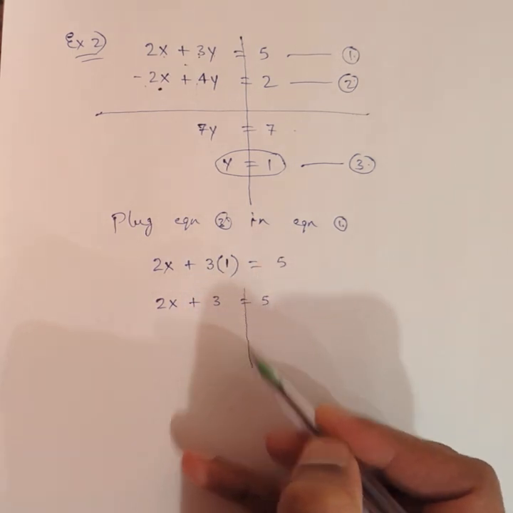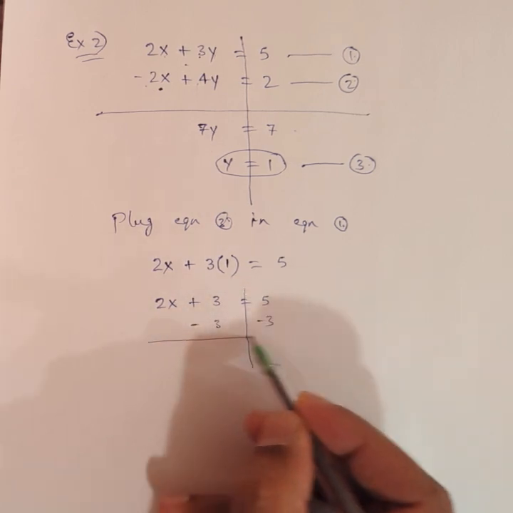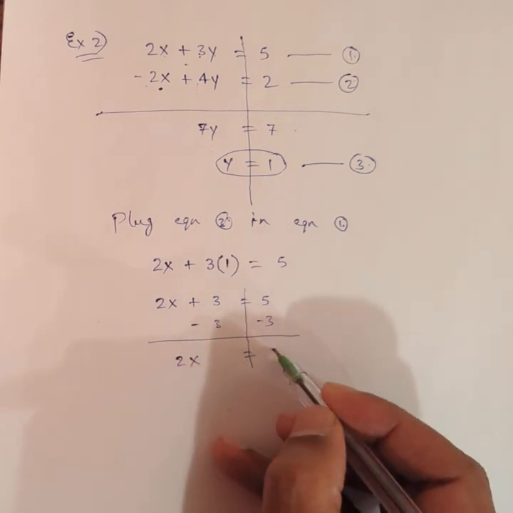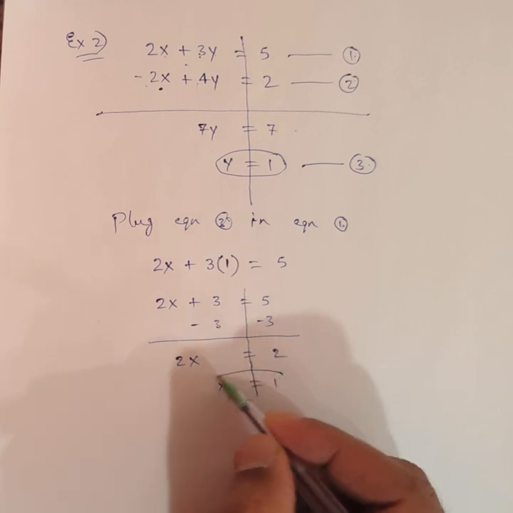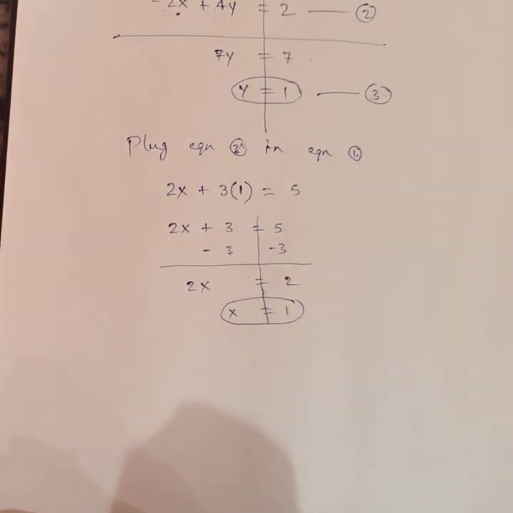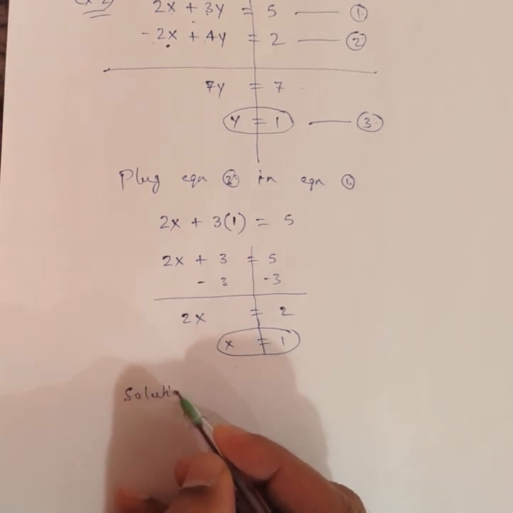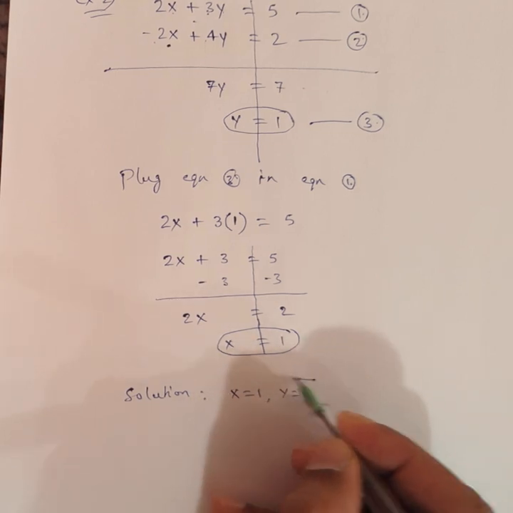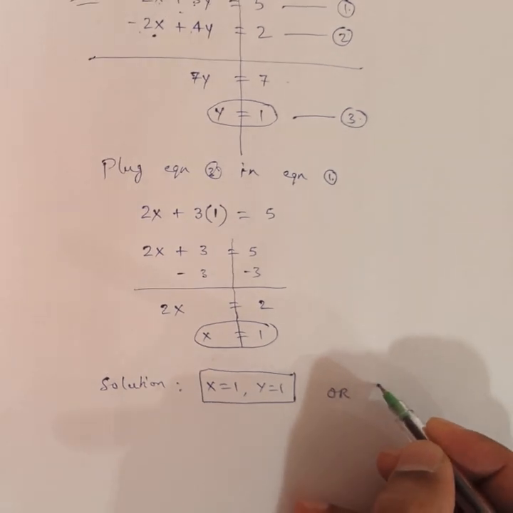This is a two-step equation, so I solve by first subtracting 3 from both sides. Then I have 2x equal to 5 minus 3, which is 2. I divide both sides by 2 and I get x equal to 1. So what's my solution? My solution is x equal to 1, y equal to 1, or I can say (1, 1).